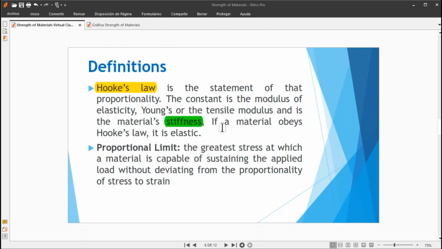Okay, so let's read some definitions. Proportional limit. The greatest stress at which a material is capable of sustaining the applied load without deviating from the proportionality of stress to strain. This would be like the essence, greatest stress that the material can hold without losing the proportionality. That means that after a specific stress, that proportionality is lost. We are going to check this later in a graph. As I told you, I am going to use a graph to show you these definitions.